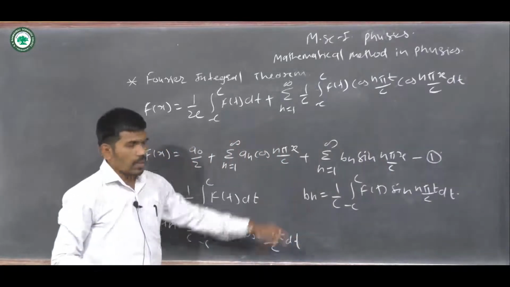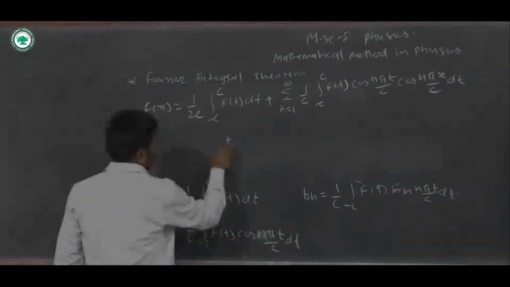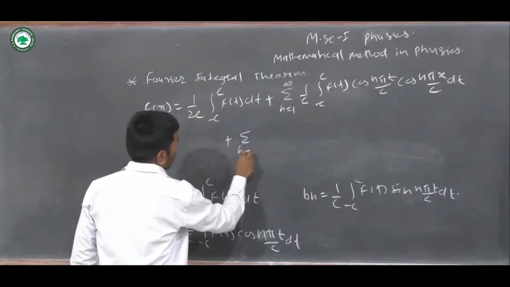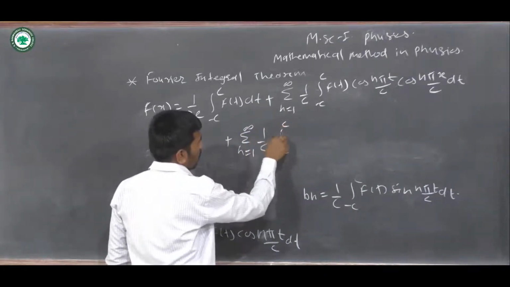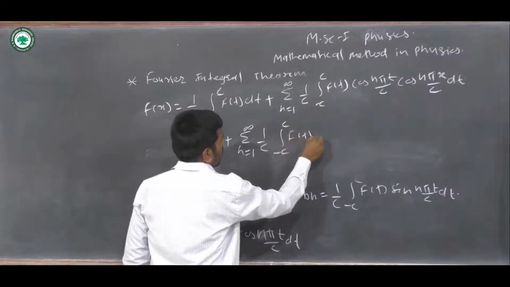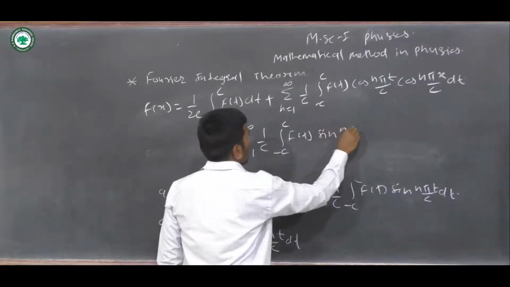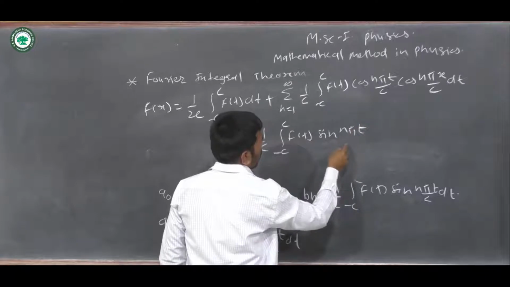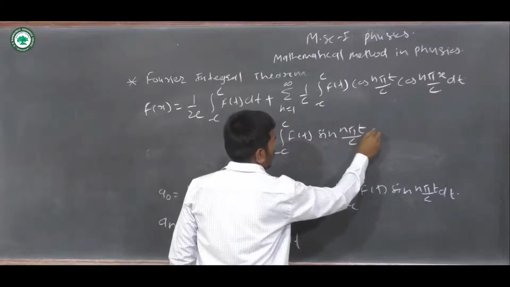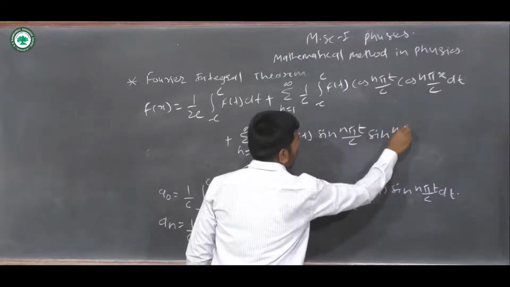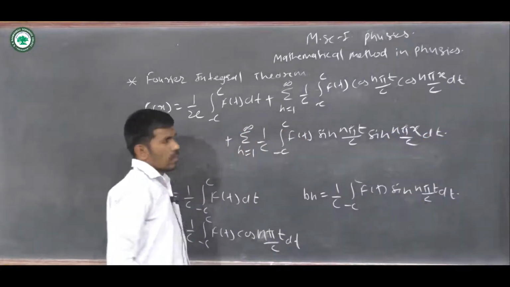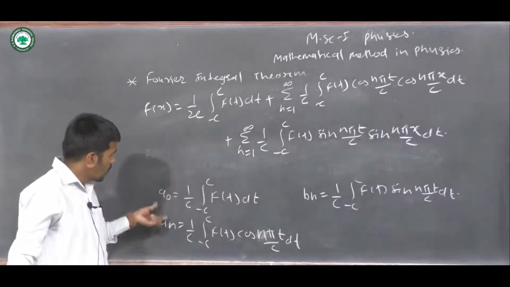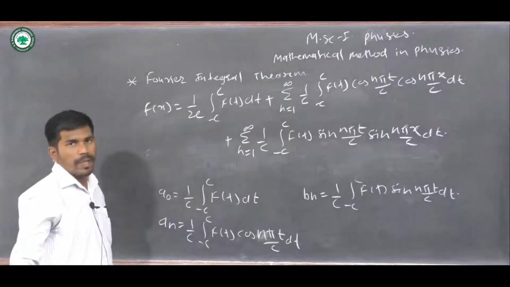And for this, plus summation n is equal to 1 to infinity 1 over c, integration from minus c to plus c of f of t sin n pi t over c into sin n pi x over c into dt. Okay, so this is the expression after substituting this a naught, a n and b n.